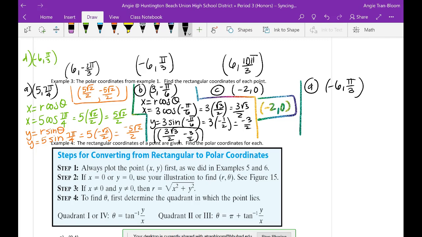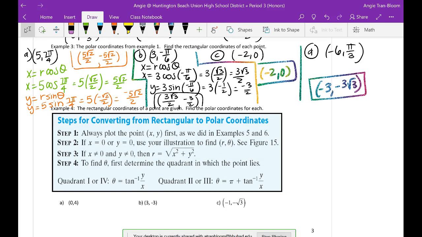All right, Solani, final answer. Final answer to D. Negative 3 comma what? All right, is this right? Yes. Gorgeous.